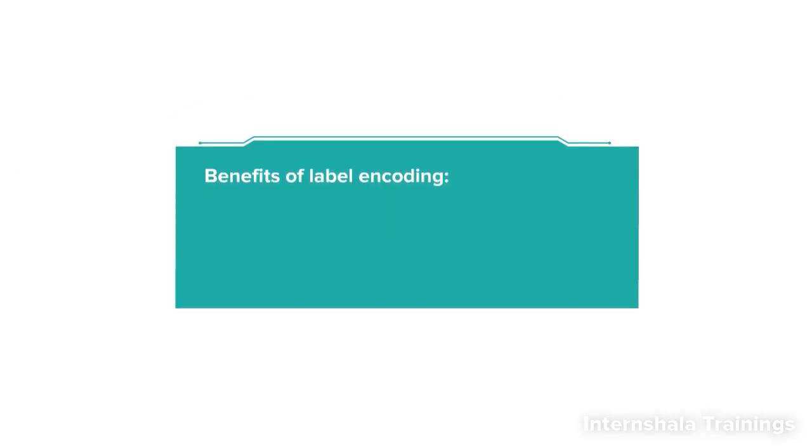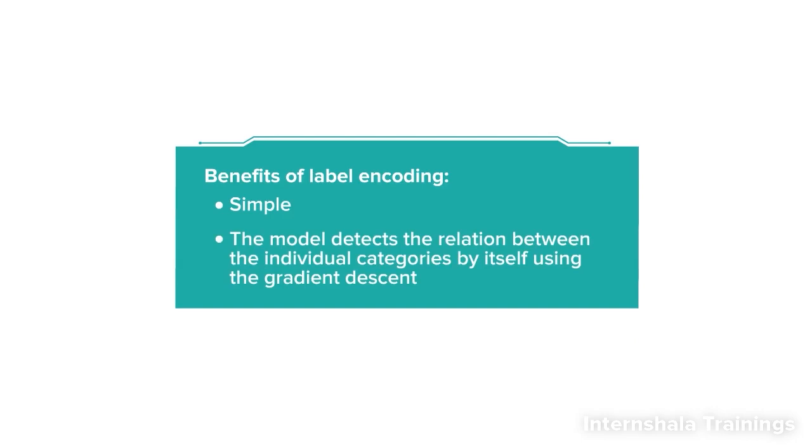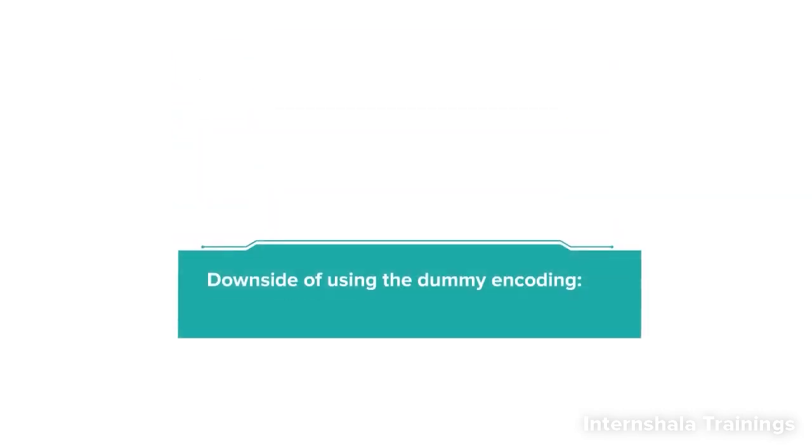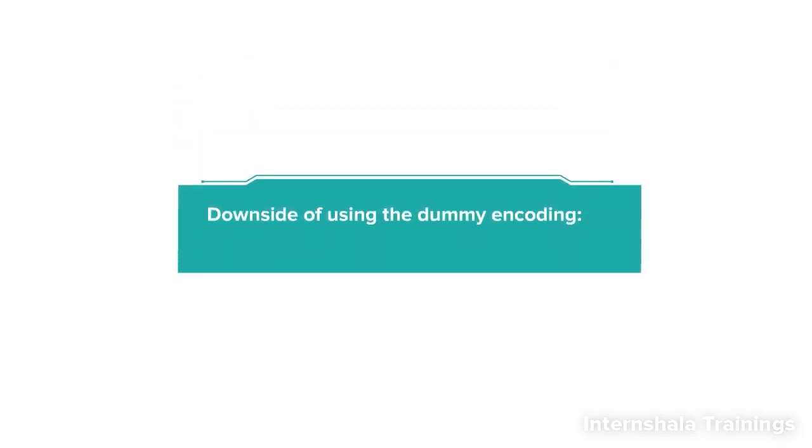The benefit of using this encoding is that it is dead simple. Moreover, the model detects the relation between the individual categories by itself using gradient descent. But the downside of using dummy encoding is that it may increase the dimensionality, that is, the total number of variables of our dataset.